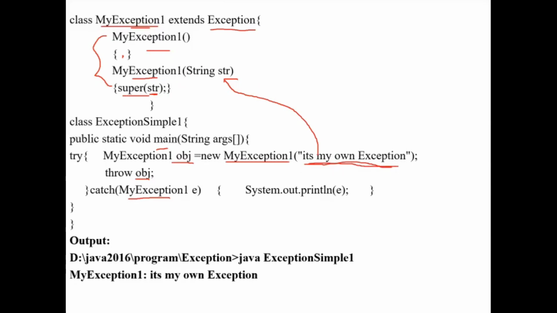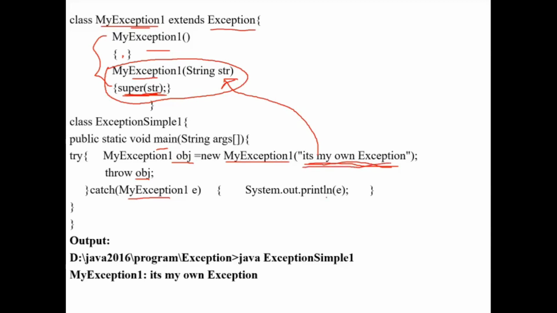When I am calling super(str), what will happen? The base class has one string. If there is no parameterized constructor, that base class string is only initialized with my exception one. But here I have created one parameterized constructor. From this parameterized constructor I'm calling super(str), so now the base class string is initialized with the class name, my exception one colon, and along with that, it's my own exception is concatenated with that string.